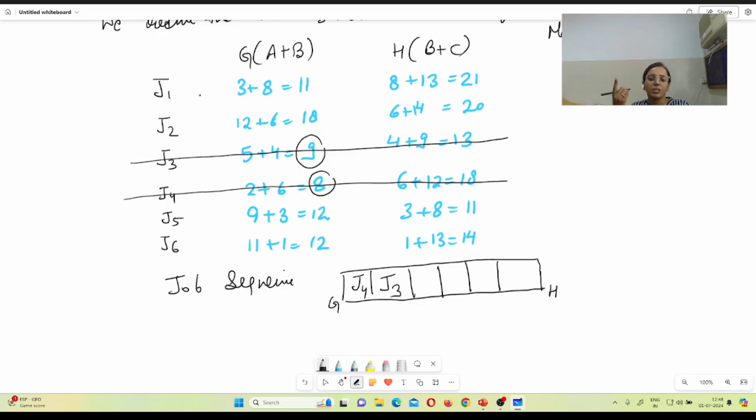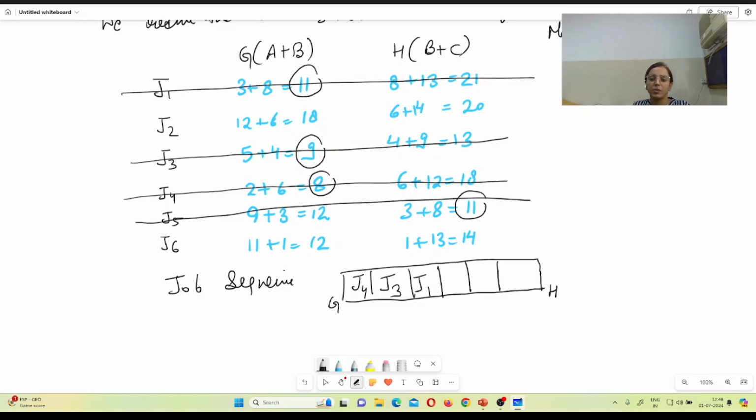Right, the next least point after 9, just checking all the values: it's 11, 18, 12, 12. Now it is 11. Yes, 10 is not there. Now it is 11, and the 11 we have in both machine G as well as in H. So it is on the first machine, J1. Definitely it will come in the starting area, right? And again 11, it is on the second machine also. That means it will come at the next point, that is the last starting point. Okay, so J5 will be there.